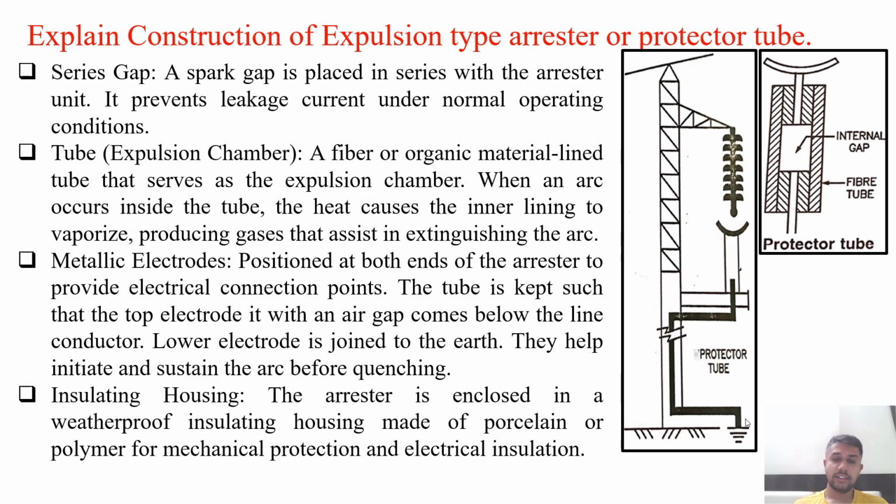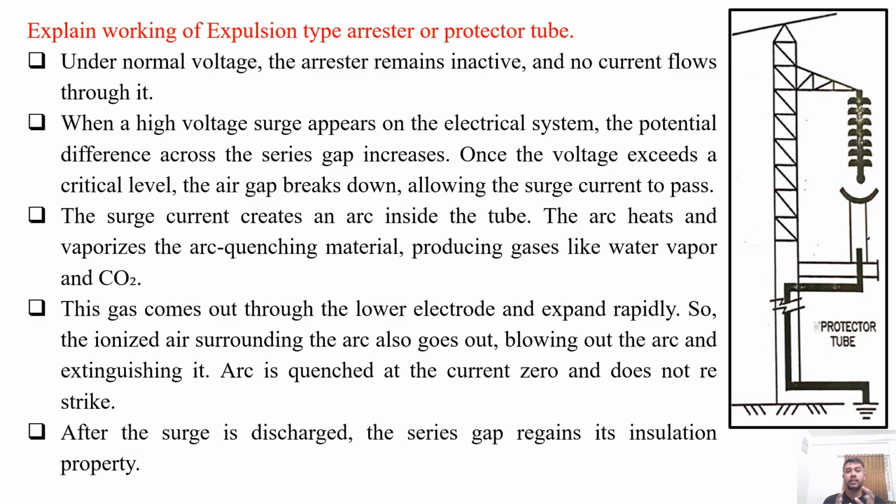Insulating housing. The arrestor is enclosed in a weatherproof insulating housing made of either porcelain or polymer for mechanical protection and electrical insulation. So these are some basic constructional details of the expulsion type arrestor or protector tube. Explain the working of expulsion type arrestor or protector tube type arrestor.